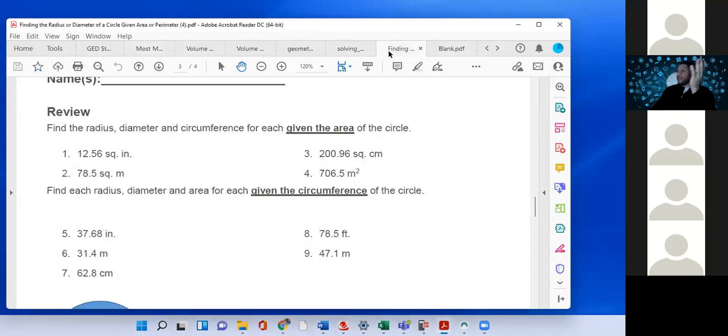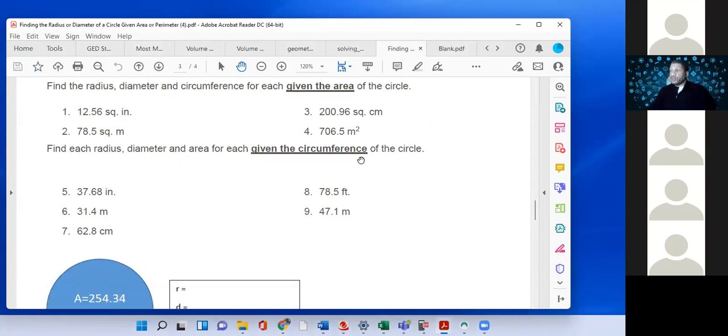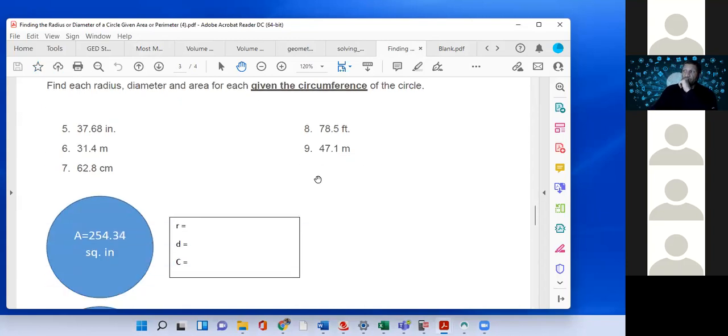Okay, so now let's look at another problem. That's given the area. If they give you the circumference, let's do number 9, 47.1. So always identify what you know. They gave you the circumference. So this is your circumference.